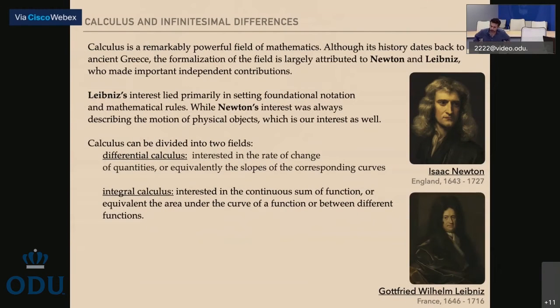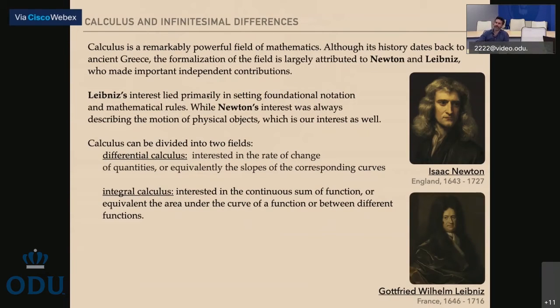Okay, so calculus is, at least from a physicist's point of view, one of the most powerful fields in physics and math. The history of it goes back quite a bit, and some of the concepts go as far back as ancient Greece. But the formulation of the field is largely attributed to Isaac Newton and Gottfried Leibniz, who made important and independent contributions at the time. The history is actually kind of interesting between the two individuals, and the claims of who discovered what when. But from a simple point of view, it doesn't really matter.